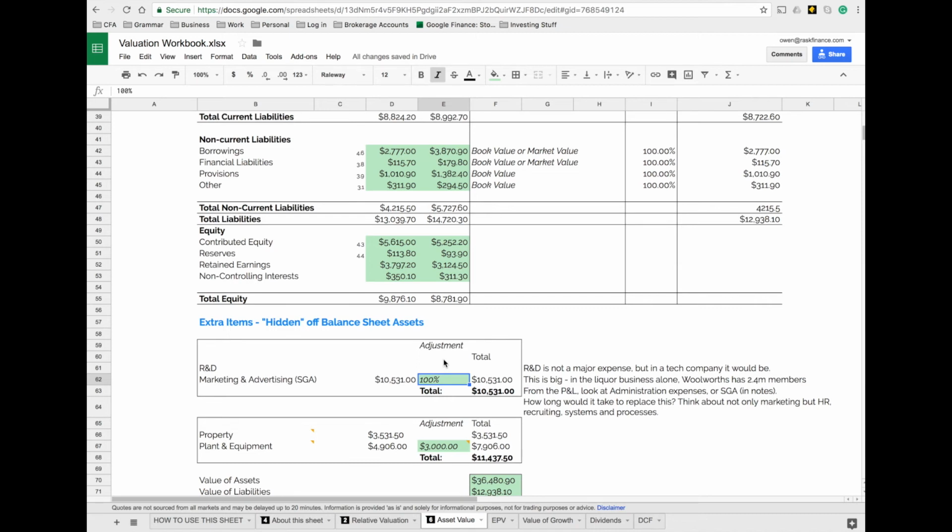Just kept it simple. You could come into the spreadsheet and you could put in 200%, and you could see that that's a big expense. That's a big asset that Woolworths has, and a big advantage that it has over its competitors because it's already in the market. We'll keep it at 100%.